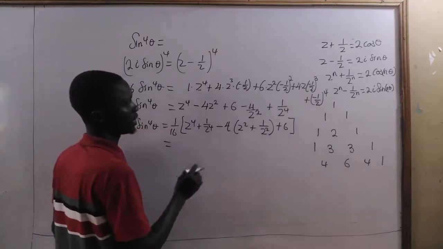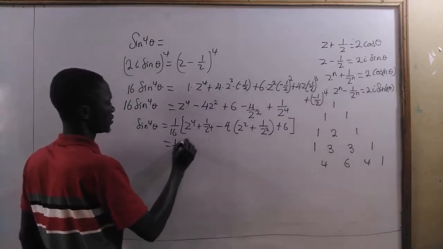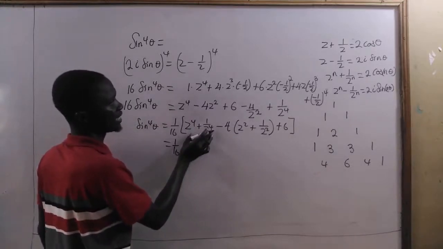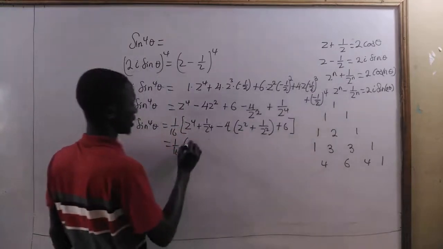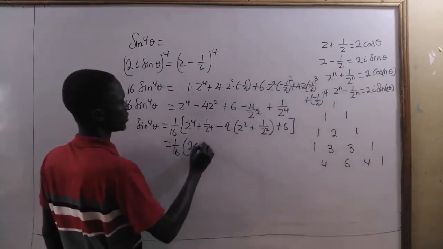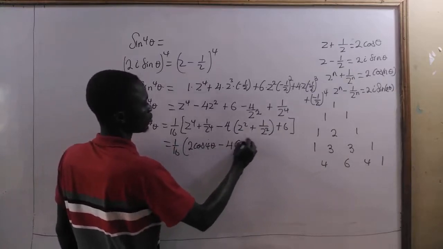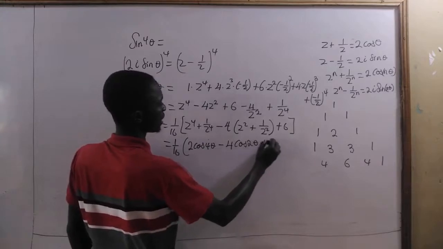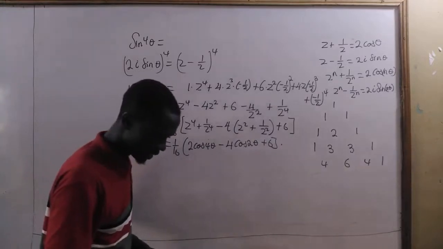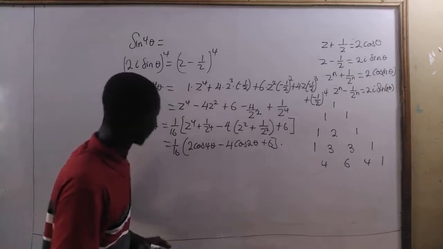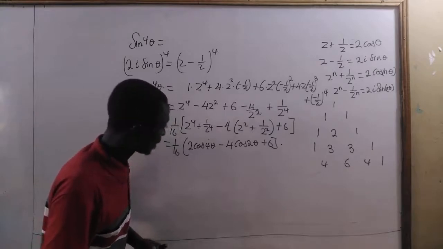So I think we can put in these values. So this one will give us 1 on 16. Addition will give us this. So it will give us 2 times cosine of 4 theta minus 4 times cosine of 2 theta plus 6. And we are done. Yes. I think that is the answer that I have.